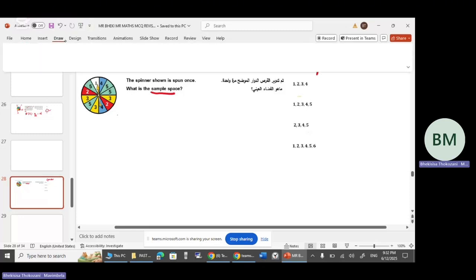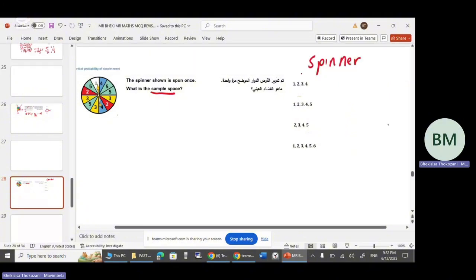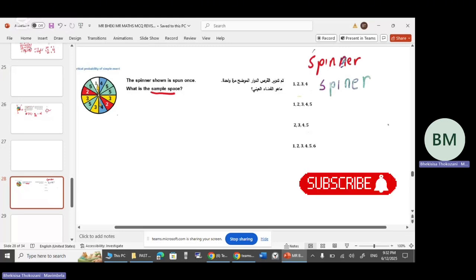So to find a sample space, you must ensure that you do not repeat the numbers or the letters. So here we have S. So we can say S, P, I, N. I'm not going to write this N again because the N is already there. And then I have E, R. So that will be my sample space. So that is very important, guys. So you do not repeat the numbers or the letters.